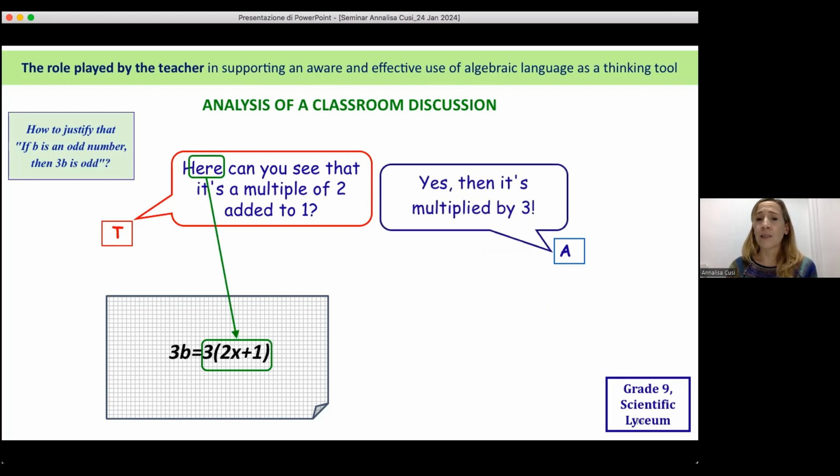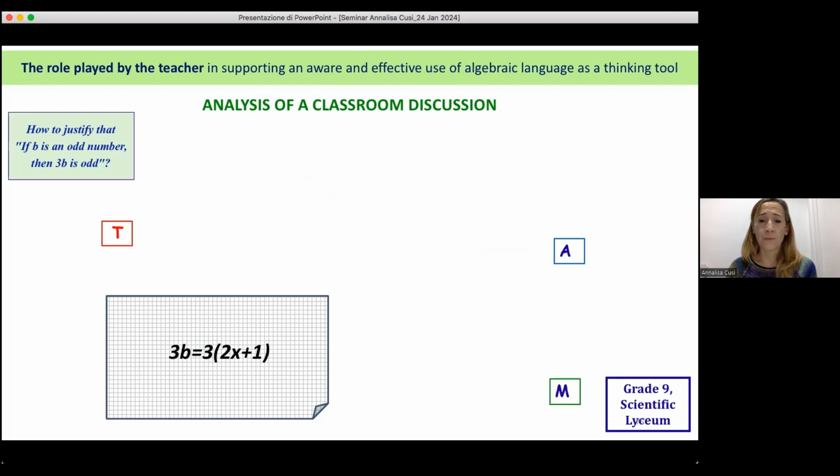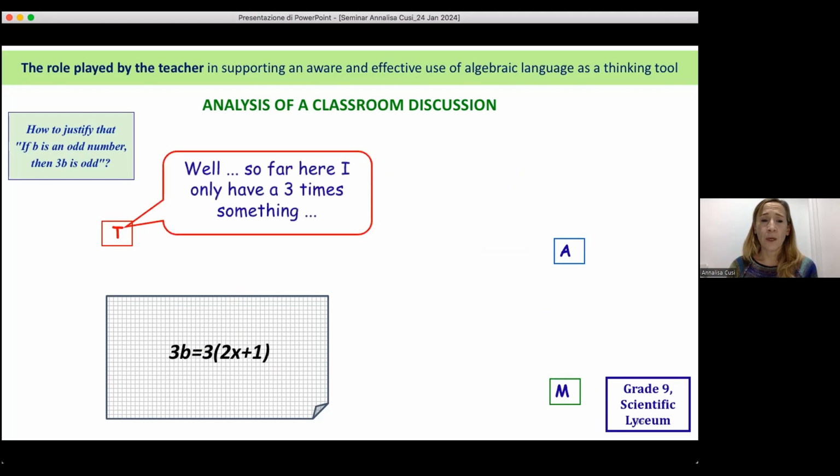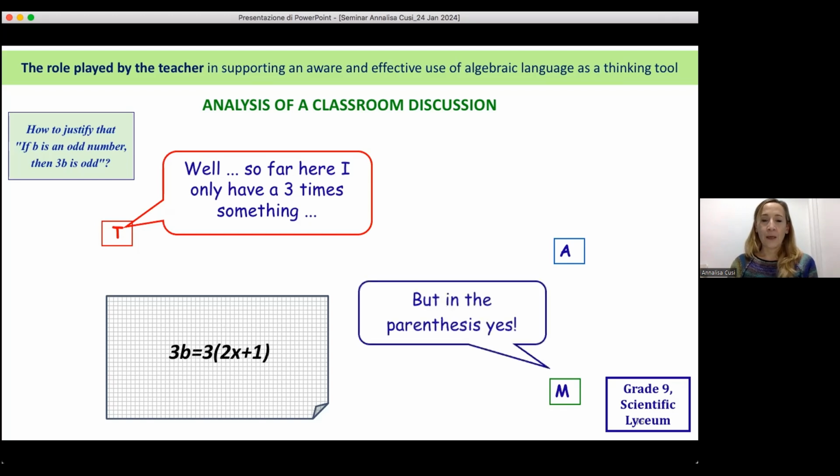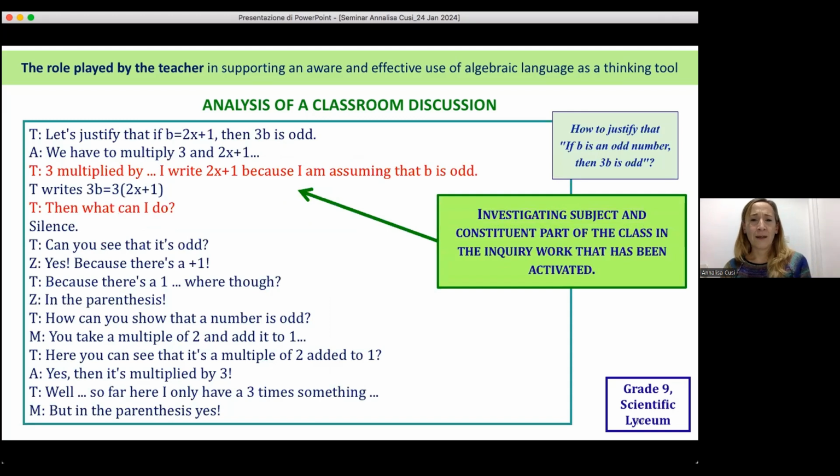Yes, then it's multiplied by 3. Well, so far here, I only have a 3 times something. So she wants to stress that the main frame that is activated through this expression is the multiple one. We have 3 multiplied by something. But in the parentheses, yes. So let's see this part of the transcript.